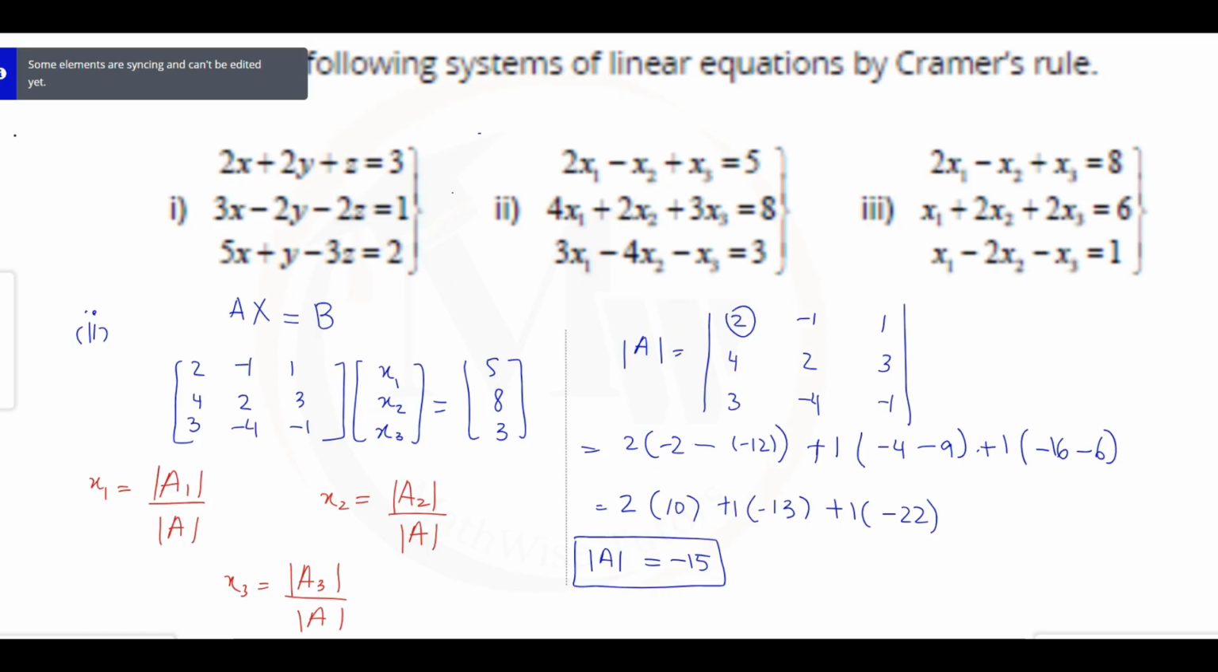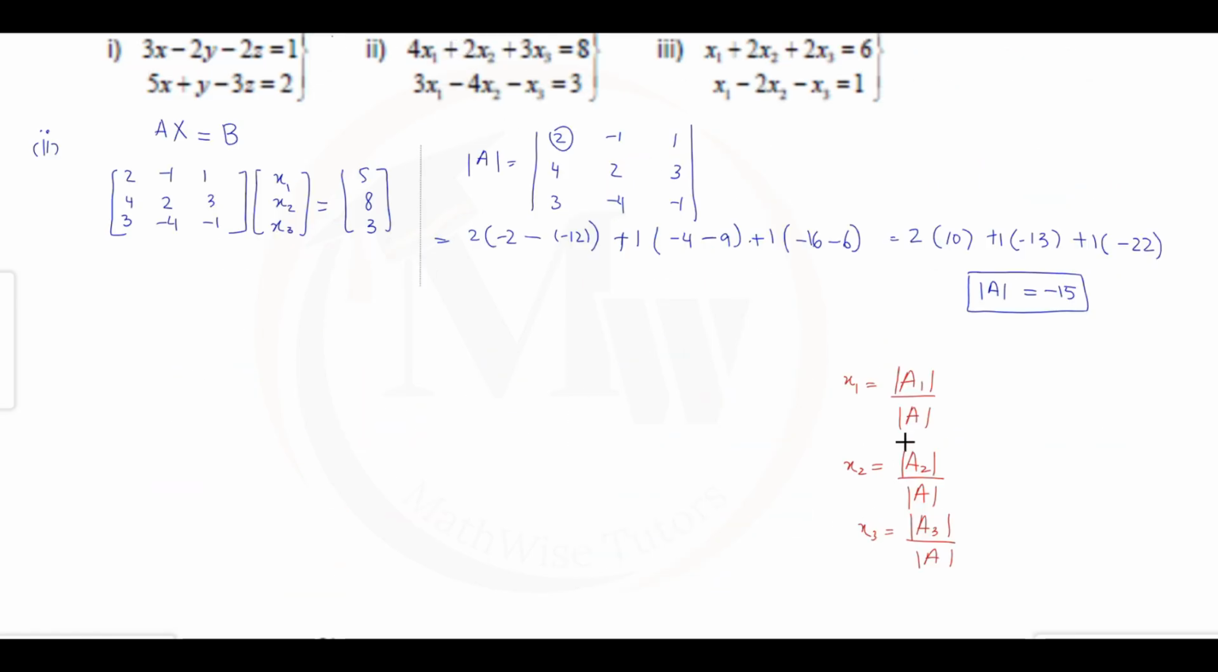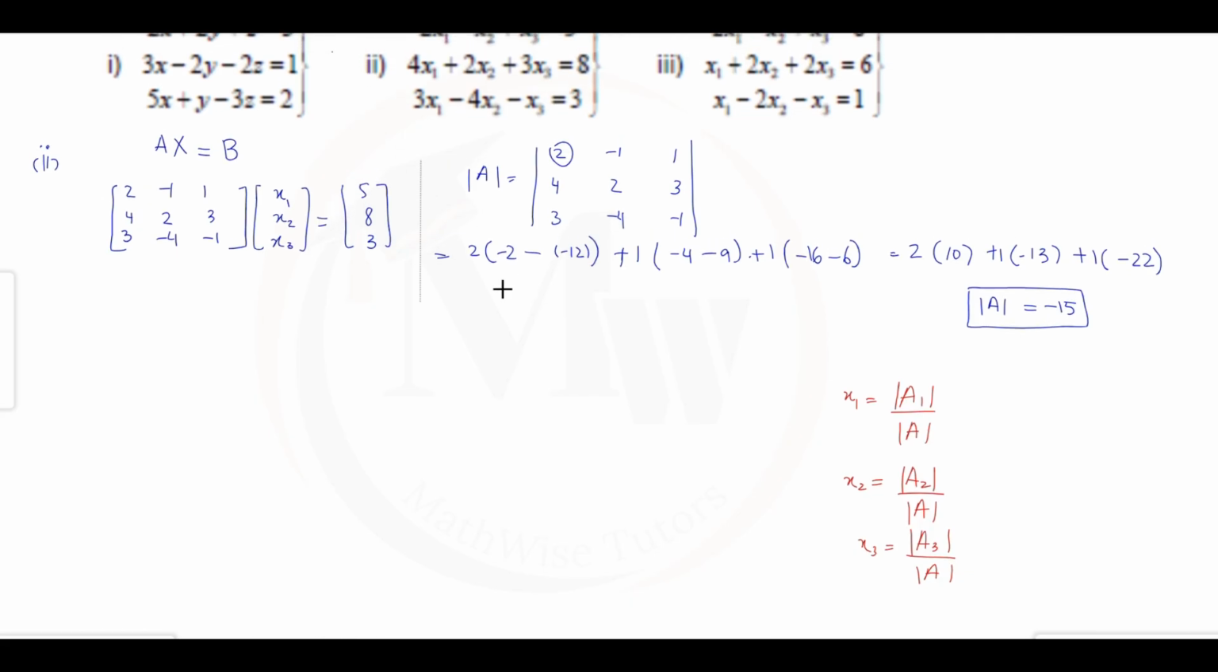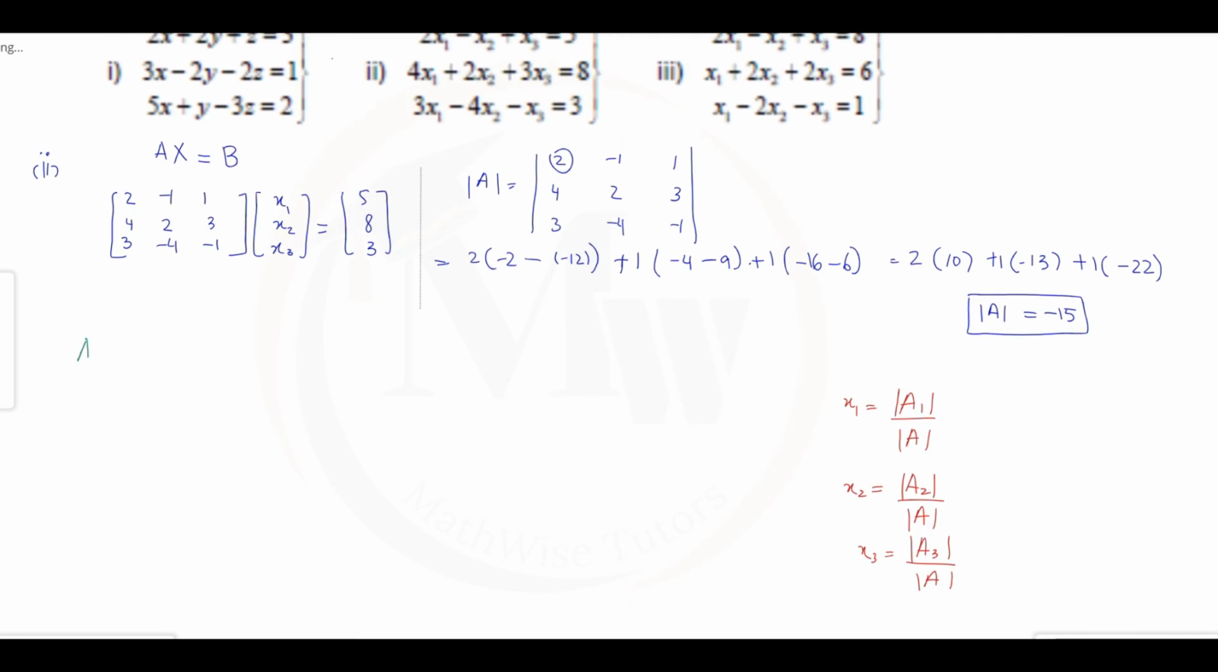So the main thing is, what are these capital A1, A2, A3? These are actually again matrices that we will make by using this A matrix. We will find these x1, x2, x3 later on. First find what A1, A2 and A3 are. A1 can be made by just replacing the first column with the B matrix. If you replace the second column with the B matrix, that will give you A2. And if you replace the third column with the B matrix, that will give you A3.